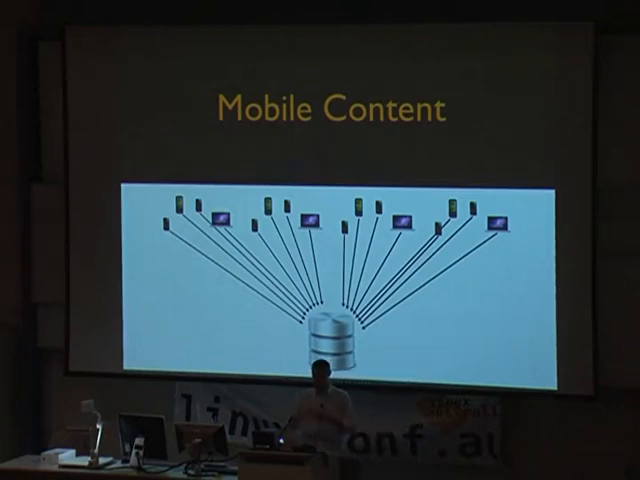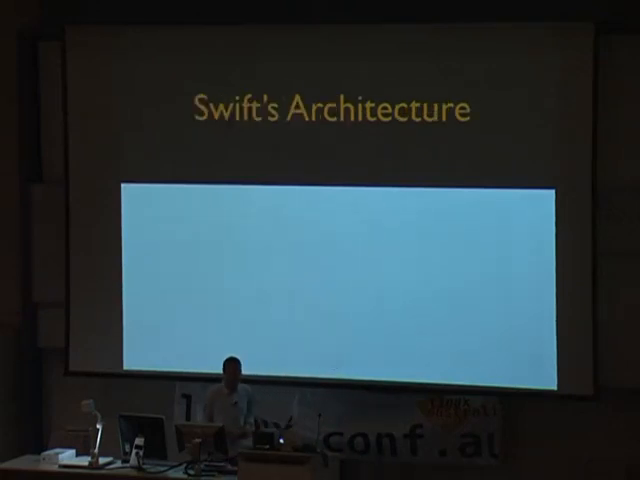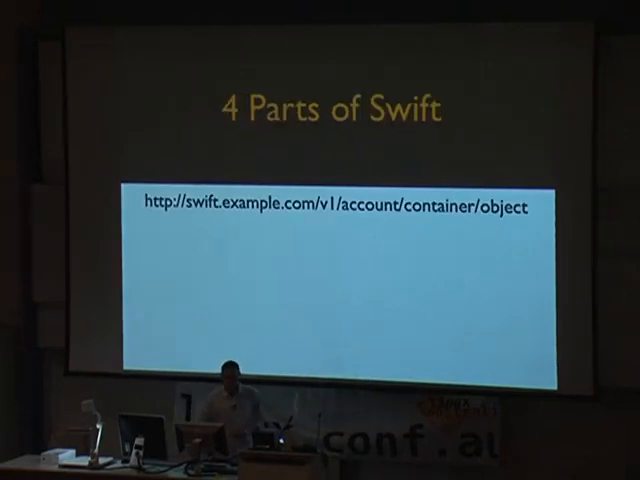So we've seen kind of the overall use cases. So how does it do this? Looking at the overview, very high level overview of the architecture. There are 4 basic parts of Swift.